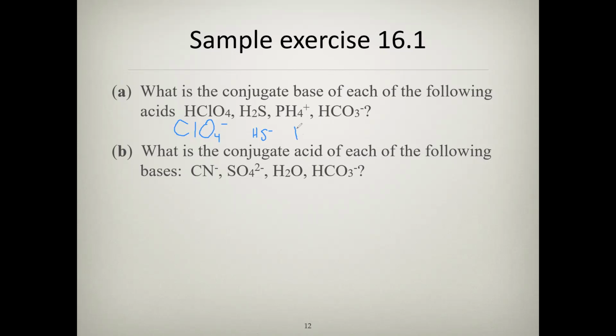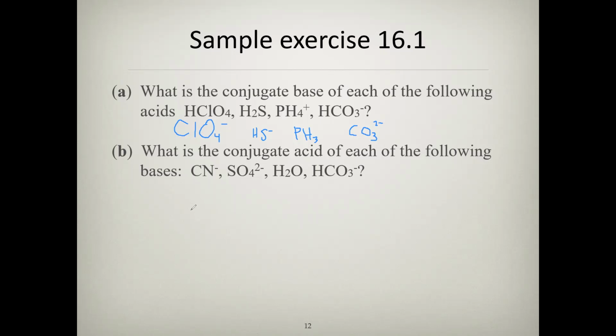The third one, in this case, it's going to go to neutral because we already have a positive charge. So we'll just have PH3, that neutral compound. And then for the HCO3, we'll actually see this one can act as an acid or a base. But since we have it acting as an acid, we're going to have it donate that proton, get rid of that hydrogen. So we're just going to have CO3. And then since it's already -1, the conjugate base is just going to have a -2 charge there.